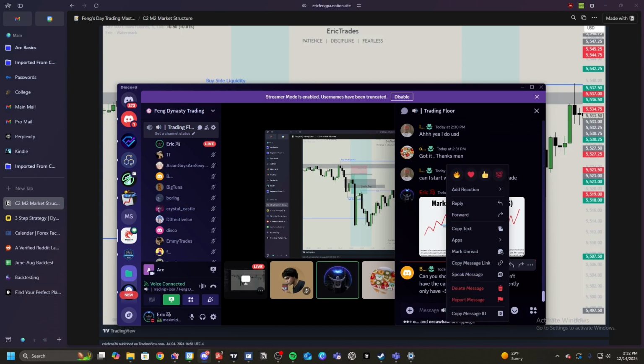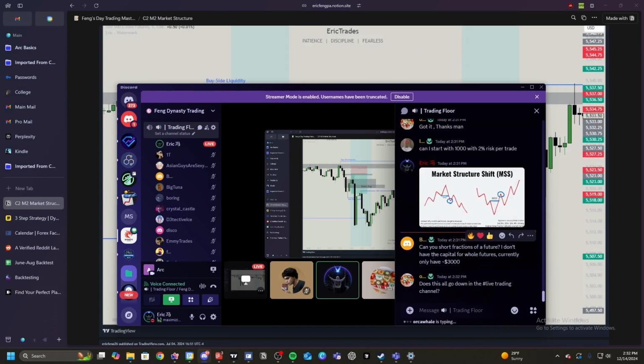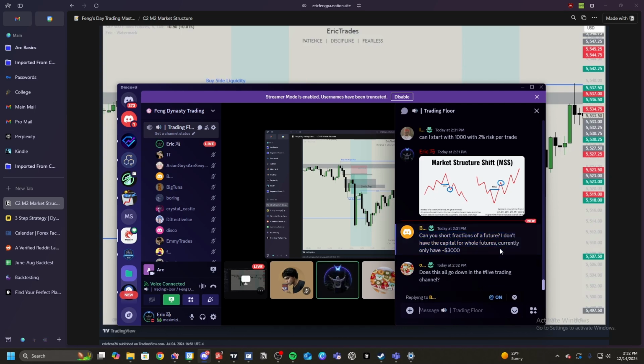Can you short fractions of a future? You can do micros, like MES, and it'd be 1/10 of the value of a future. But I'd recommend going with prop firms since you don't have to risk your own capital.